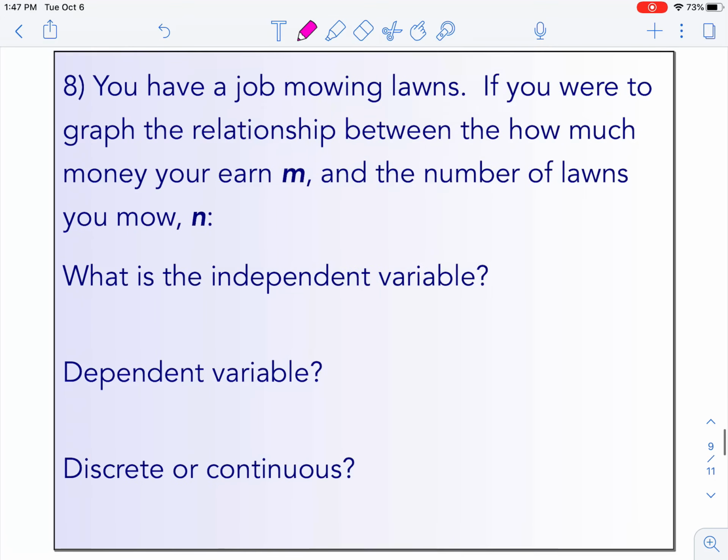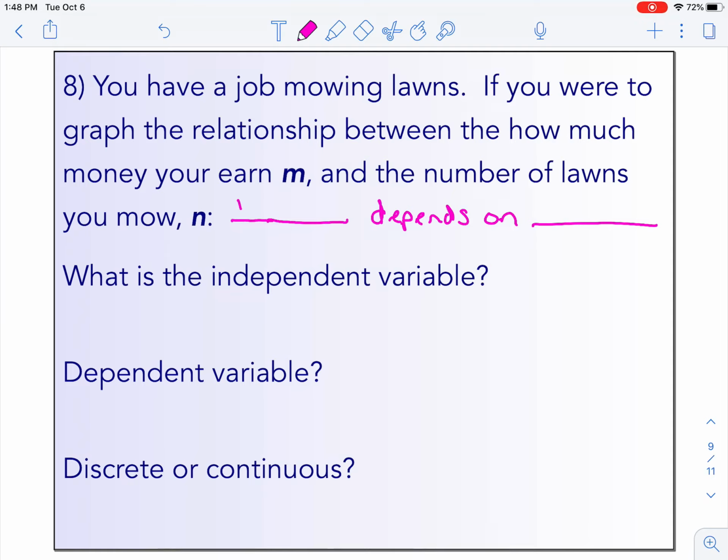Okay, here's a new one you haven't done before. You have a job mowing lawns. If you were to graph the relationship between how much money you earn and the number of lawns you mow, what is the independent variable and what is the dependent variable? And then tell me if you think this is discrete or continuous. So you may want to start out by writing blank depends on blank. So pause the video and see if you can fill this in.